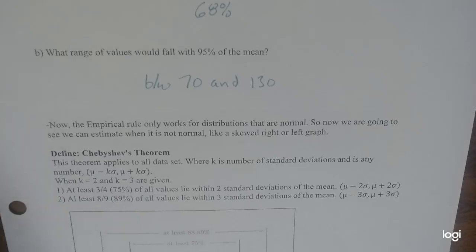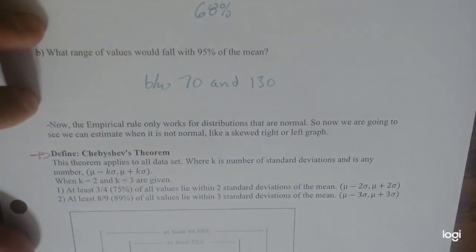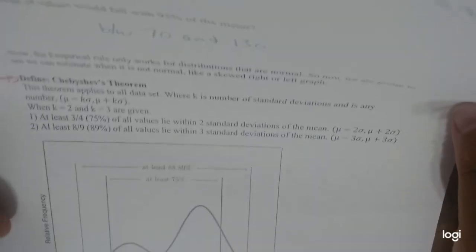Now, a smart guy came along, and he invented his own theorem. It's called Chebyshev's theorem, okay, when it comes to it. So the only difference between Chebyshev's and the empirical rule is one thing.